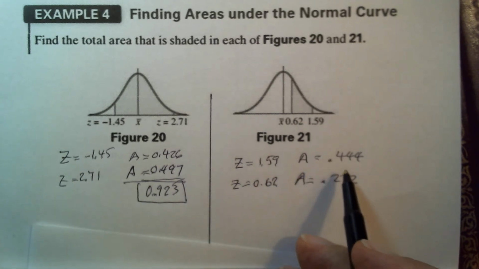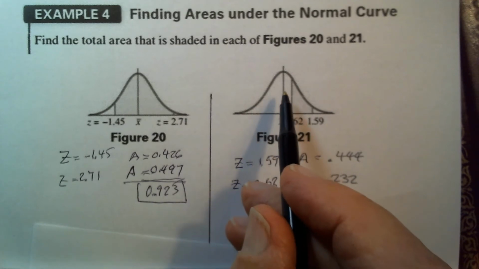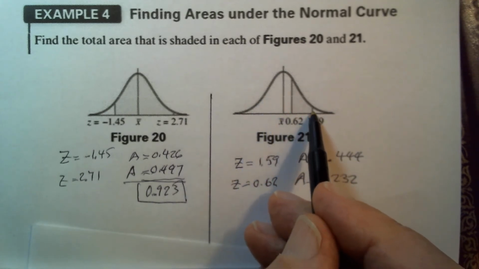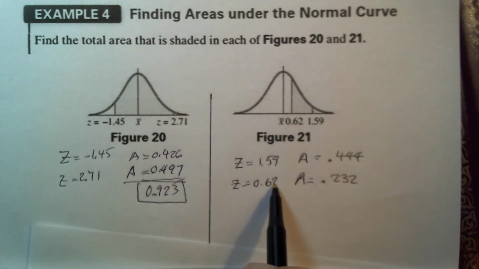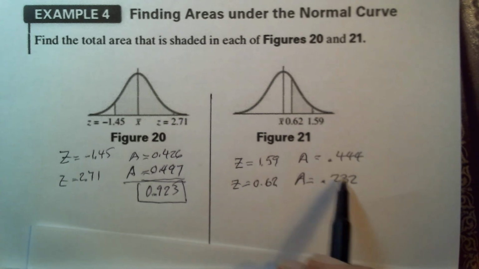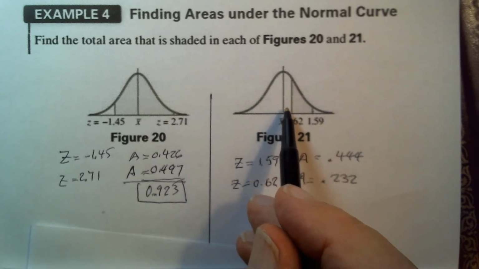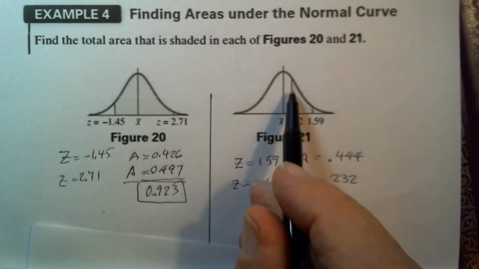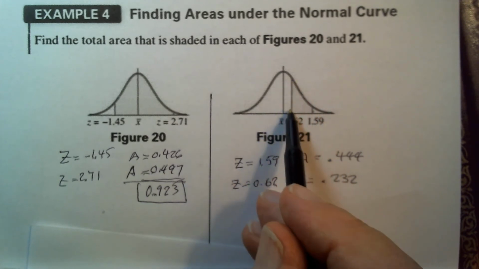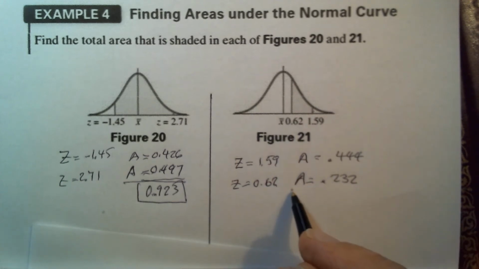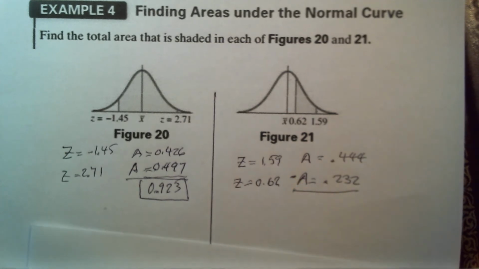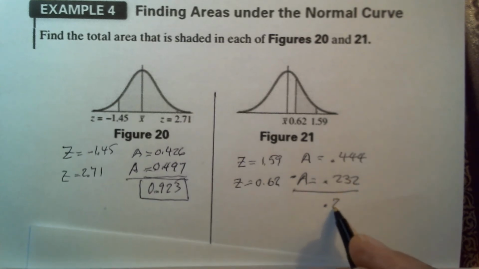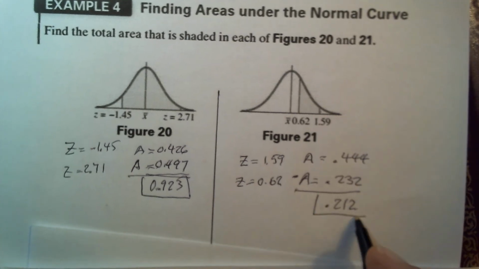Now remember that the area 0.444 is from the center all the way to this point here. And the area corresponding to a z-score of 0.62 is 0.232. That is this little area here. So when we subtract the little area from the big area here, then we get the area in between. When we subtract these areas, we get 0.212 as the area between the two lines.